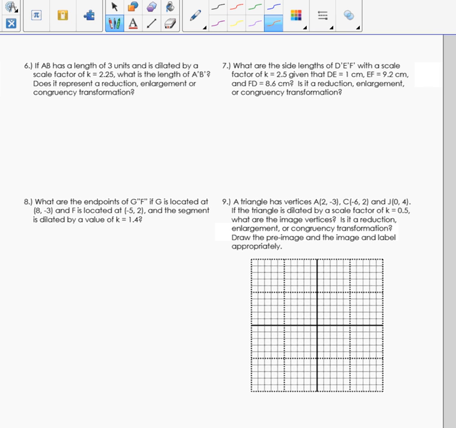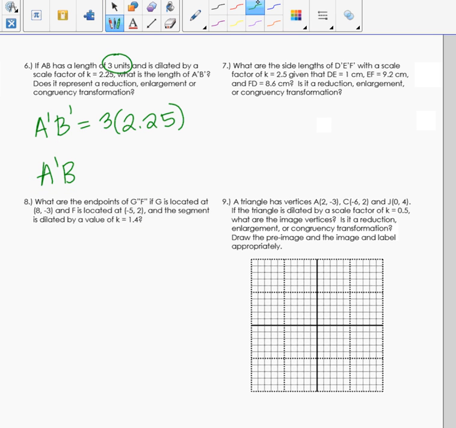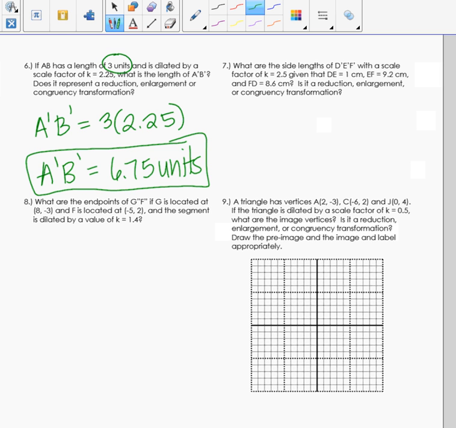So you guys, it's the exact same thing we just did on the front, okay? If A prime, B prime is what we're looking for, we're going to take its original, which is 3, and we need to multiply it by our K value, 2.25. So A prime, B prime, in this case, sorry, obviously my computer hates me, that's nothing new, is 6.75 units. Okay, again, you guys, units are going to come back strong in here, so don't leave them off.